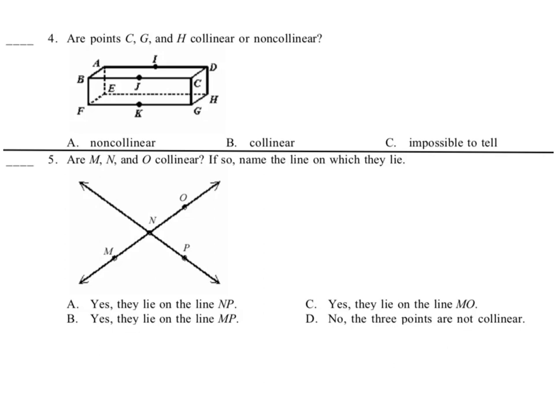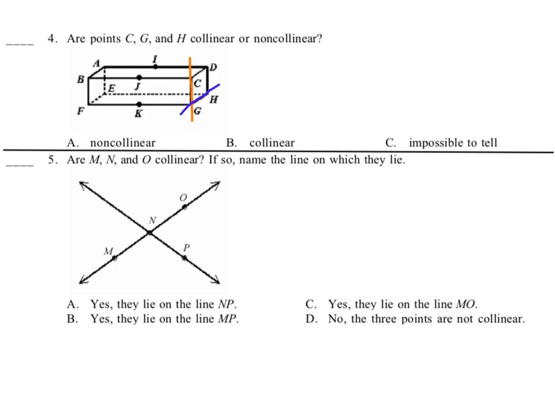Okay, so what they're asking here is, are points C, G, and H collinear or non-collinear? Are they on the same line? Well, we can see from the illustration that C and G, right here, make that line, and G and H make this line, and those together, they're non-collinear points.